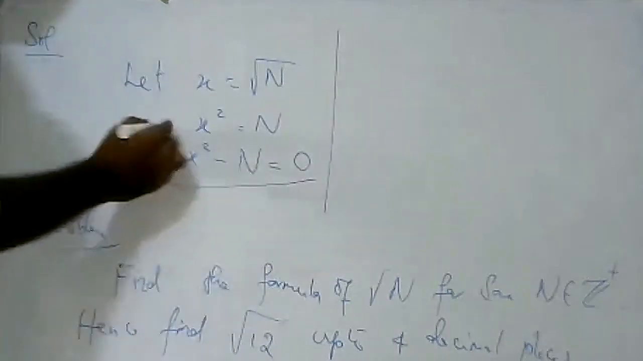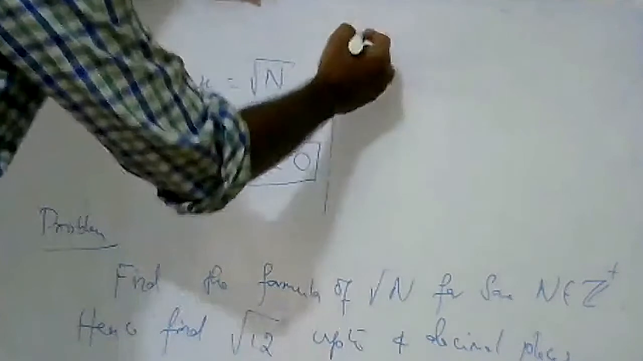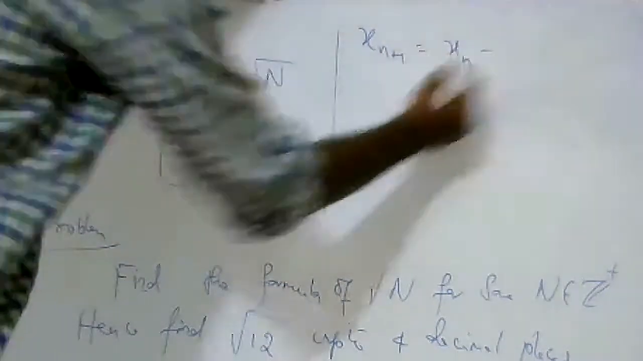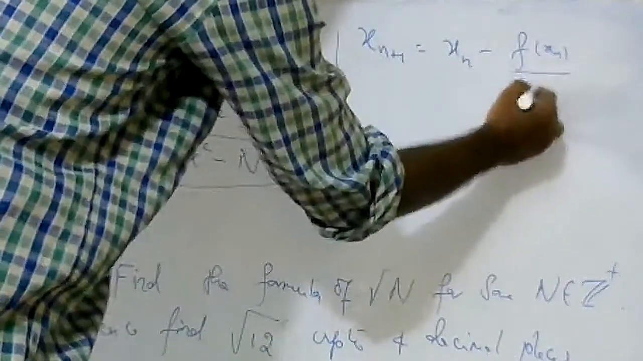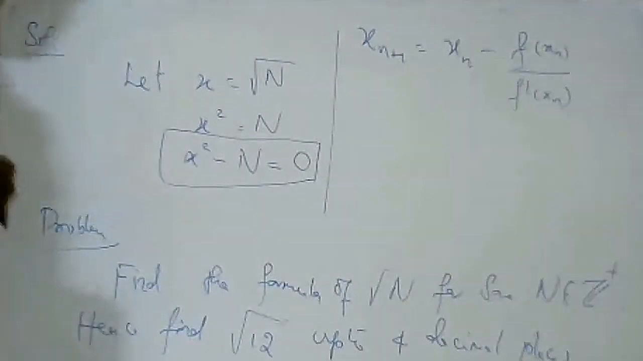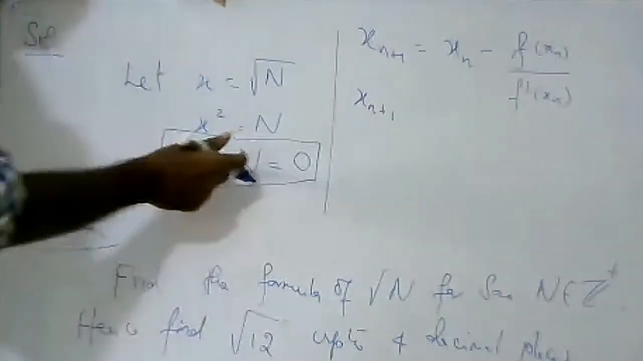This is the equation, x square minus N equal to 0. Now, what's the Newton-Raphson formula? x(n+1) equal to xn minus f of xn divided by f dash of xn. This is the Newton-Raphson formula. Now I'm going to apply the formula for this particular equation.